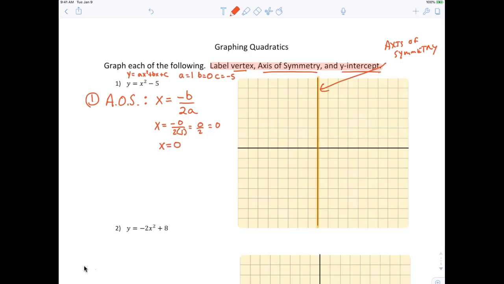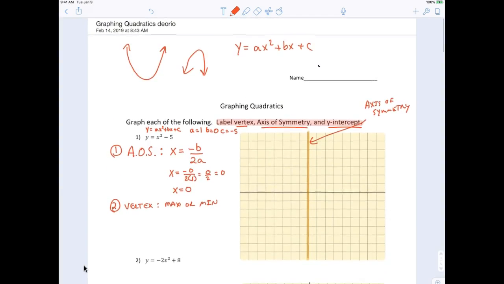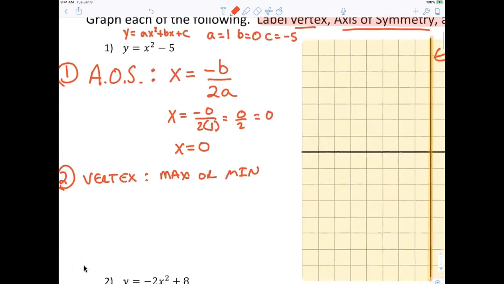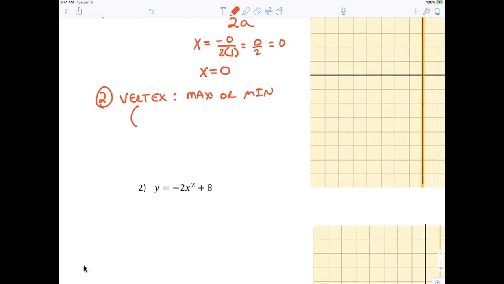Now, next step. I need step number 2, vertex. Now, vertex, I want you to put down as either the maximum or the minimum. So look back up here as a reference. This right here is the vertex, and this right here is the vertex. Everybody see that? So it's the absolute lowest point, or it's the absolute highest point. Everybody good? All right? So here we go. To find the vertex, underneath that, here's what I want you to write. Parentheses, negative b over 2a, comma, f of negative b over 2a.